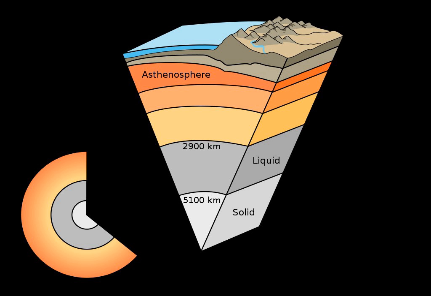Topic: Earth's lithosphere. Earth's lithosphere includes the crust and the uppermost mantle, which constitute the hard and rigid outer layer of the Earth. The lithosphere is subdivided into tectonic plates.